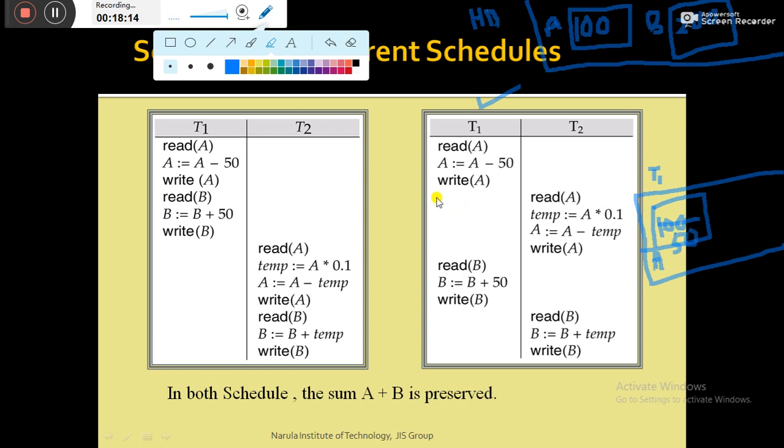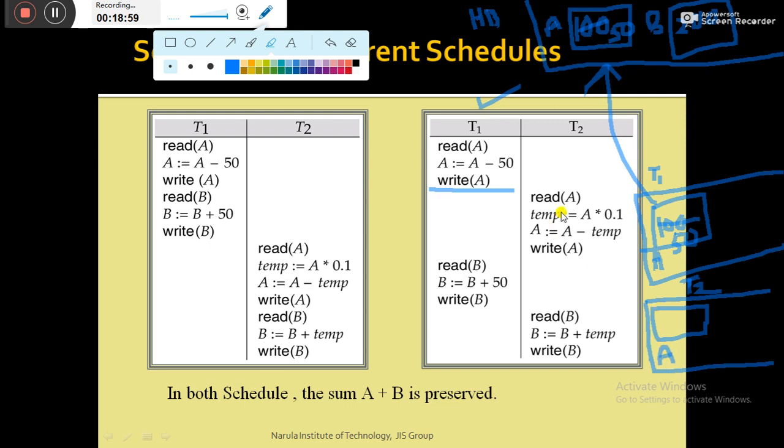Then write A means write it back to A, so it becomes 50. After that, the CPU is now executing transaction T2. Suppose this is the local buffer within the RAM, and this local buffer corresponds to transaction T2. So read A means similarly space will be occupied for A. So this is A.